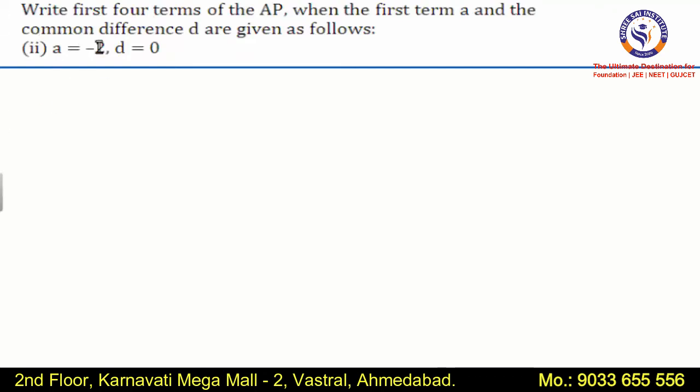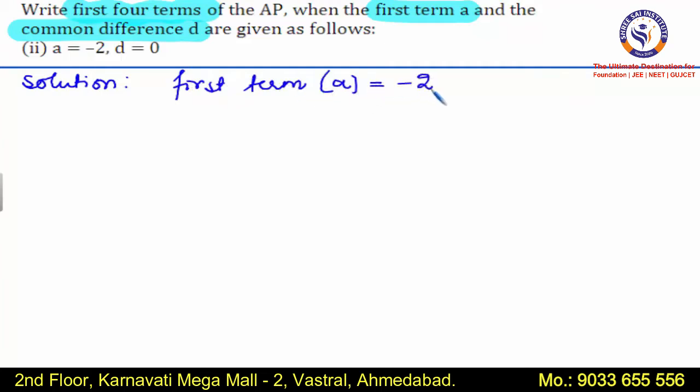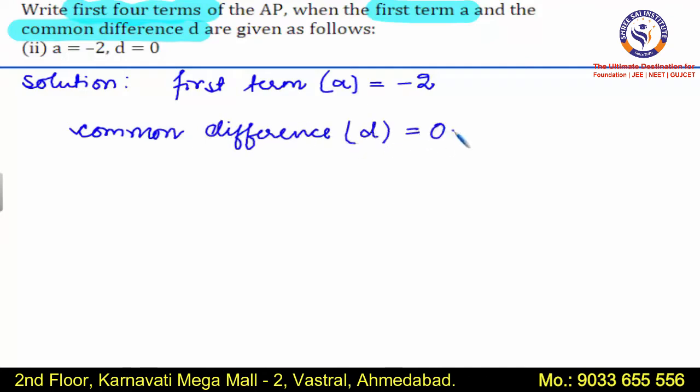This question says, write the first 4 terms of the AP when the first term A and the common difference D are given to us as follows. The first term is given to us as -2 and the common difference is 0. Let's begin with the solution. Here the first term is already given to us, which is -2, and also we are given the common difference D, which is equal to 0.